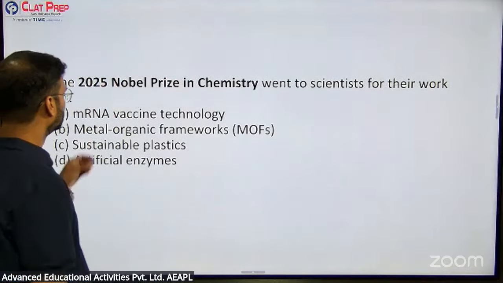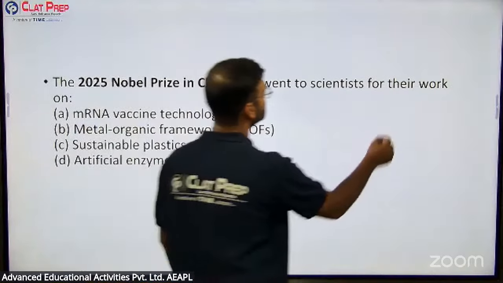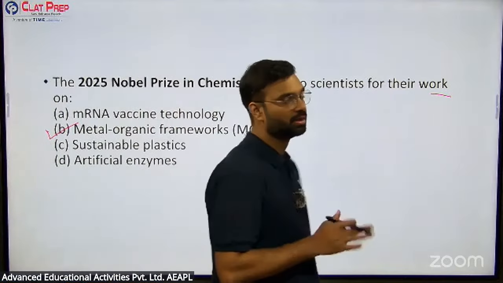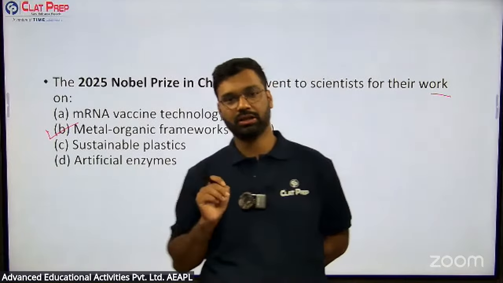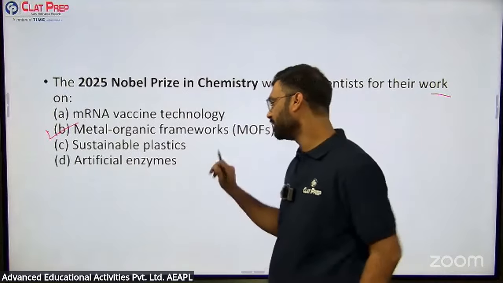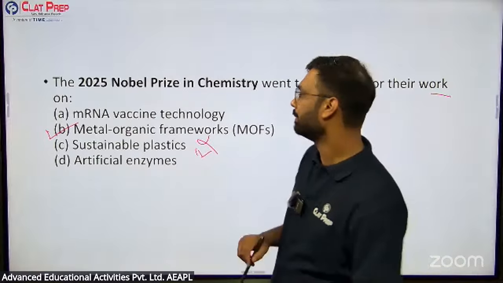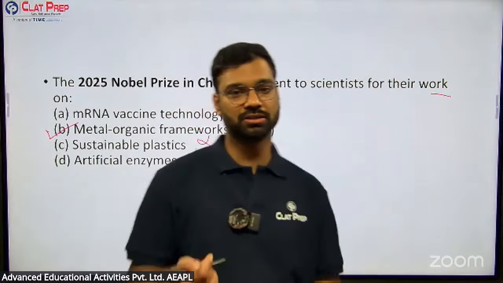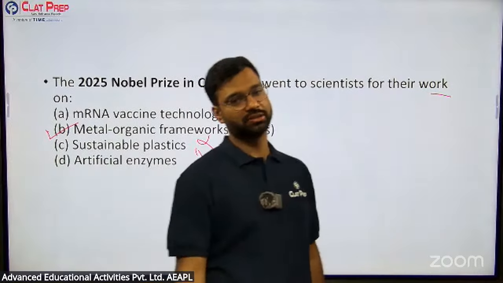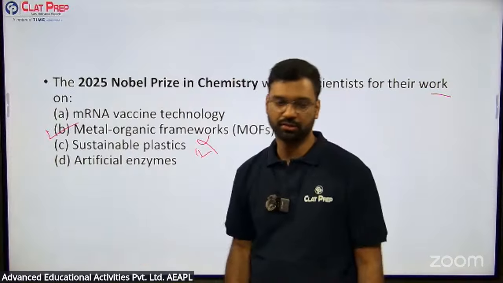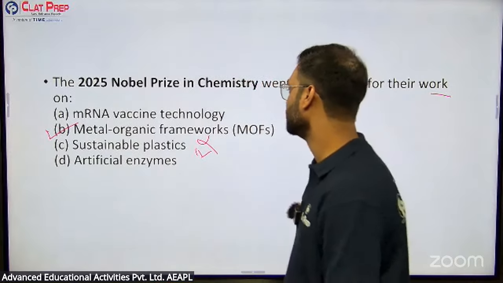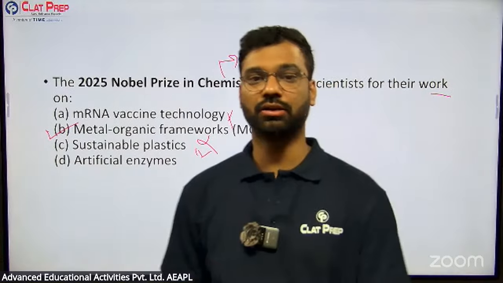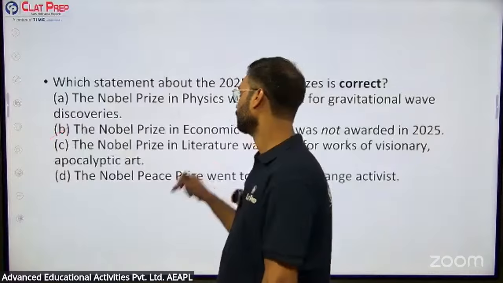All right, next question. The 2025 Nobel Prize in Chemistry went to scientists for their work on metal organic frameworks. Again, a question which is hyperfactual in nature. There is no need of applying any logic, because if you try to eliminate options, you would definitely go wrong, and you may end up losing marks. These are hyperfactual questions. If you know the answer, good, mark it, move ahead. If you do not know the answer, don't apply any logic, because there are higher chances that you will end up marking the incorrect answer.